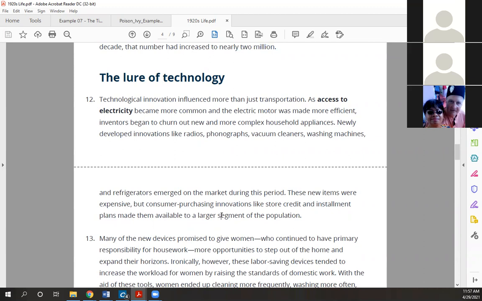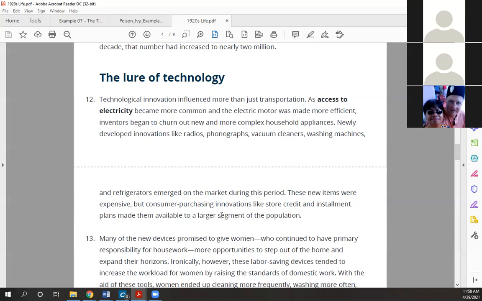Okay, I can't afford to walk in a store and buy a radio, and radios back then were not little handheld things, or a phonograph to play records like a record player. Or a vacuum cleaner, a refrigerator, washing machine. These are big things. They cost a lot of money, but maybe I can give $5 a month, $3 a month to buy one of those things.